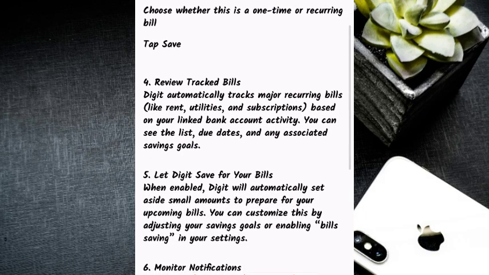Next, you can review tracked bills. So Digit automatically tracks major recurring bills like rent, utilities, and subscriptions based on your linked bank account activities. You can see the list, due dates, and any associated saving goals.